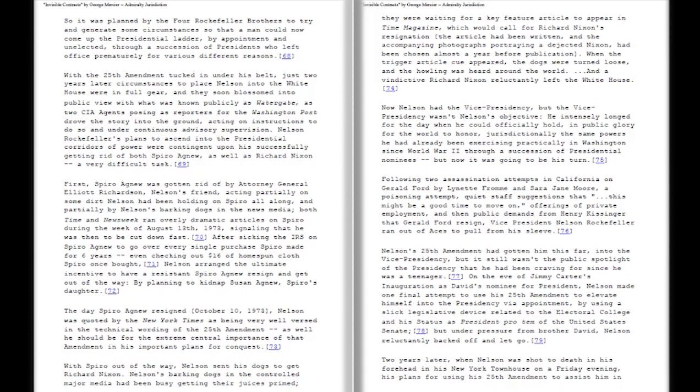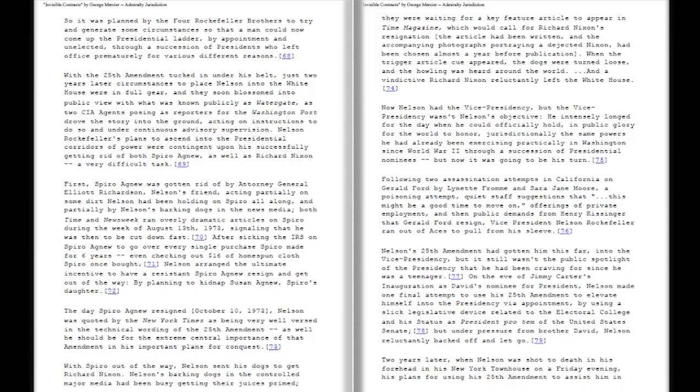73. With Spiro out of the way, Nelson sent his dogs to get Richard Nixon. Nelson's barking dogs in the controlled major media had been busy getting their juices primed. They were waiting for a key feature article to appear in Time magazine, which would call for Richard Nixon's resignation. The article had been written, and the accompanying photographs portraying a dejected Nixon had been chosen almost a year before publication. When the trigger article cue appeared, the dogs were turned loose, and the howling was heard around the world. And a vindictive Richard Nixon reluctantly left the White House.